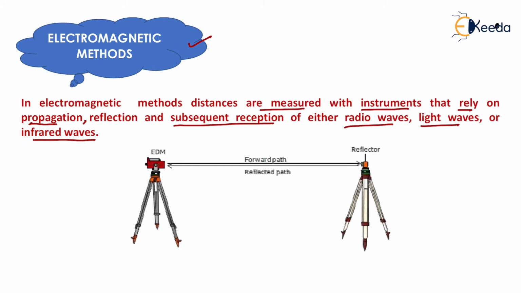Now in this method, an instrument which is known as electronic distance meter is used, which can generate a particular wave which is propagated by this medium, reflected from this reflector, and its subsequent reception will compute the horizontal distance between 2 points or the linear distance between 2 points. Now in this way we can measure the linear distance between 2 points by the electromagnetic method.